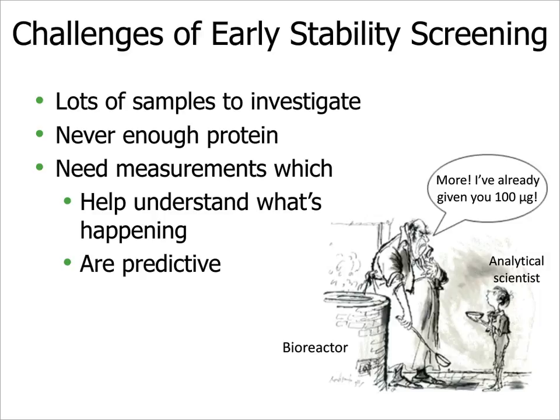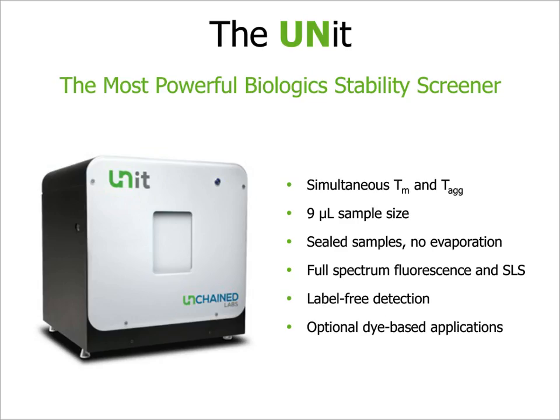Well, there is a tool that can help you do that. It's called the Unit. It's available from Unchained Labs, and it's the most powerful biologic stability screener. It allows you to measure stability through any form of thermal denaturation, simultaneously determining aggregation and conformational characteristics, such as the thermal melting temperature or the aggregation onset temperature.